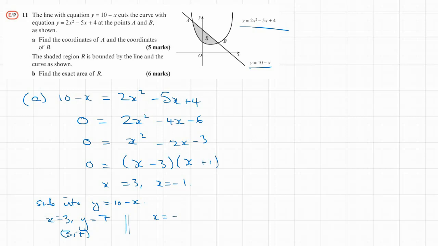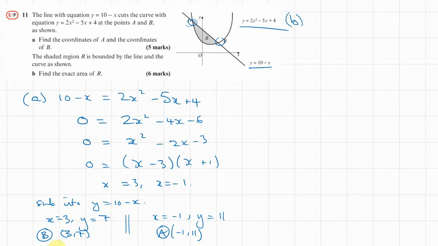And with x equals minus 1, 10 subtract minus 1, that's going to be 10 add 1, y equals 11. Next you just need to figure out which is which. Well, obviously the minus 1 is A, and the one with the positive x value is B. Yep. So we've got our coordinates.